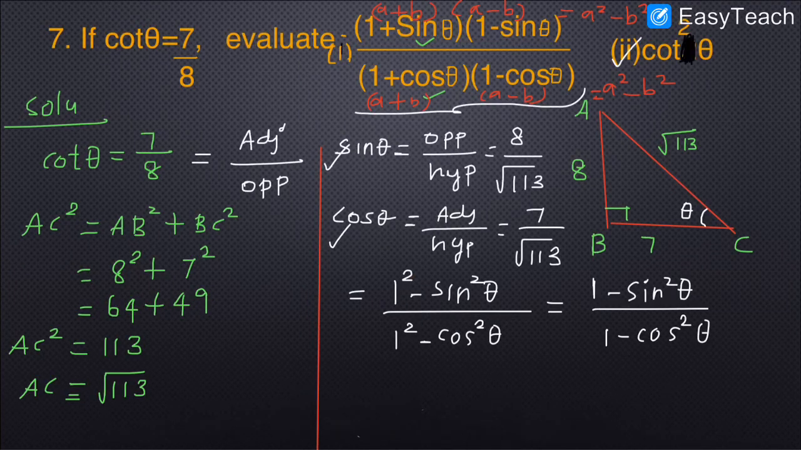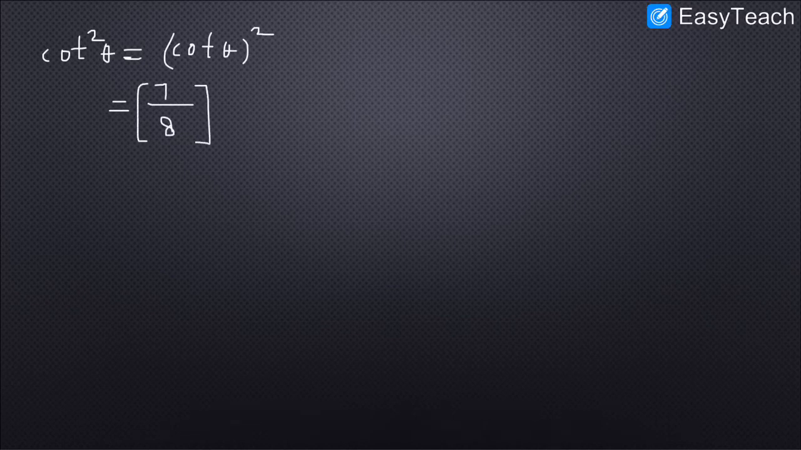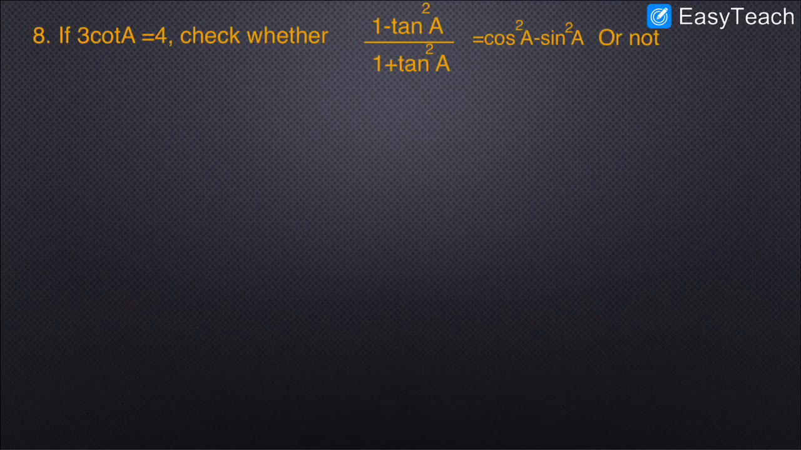So the second question is cot square theta. Cot square theta is nothing but cot theta the whole square. Cot theta is given as 7 by 8, so I simply take the square of 7 by 8, so 49 by 64. Okay, let me move on to the 8th question.